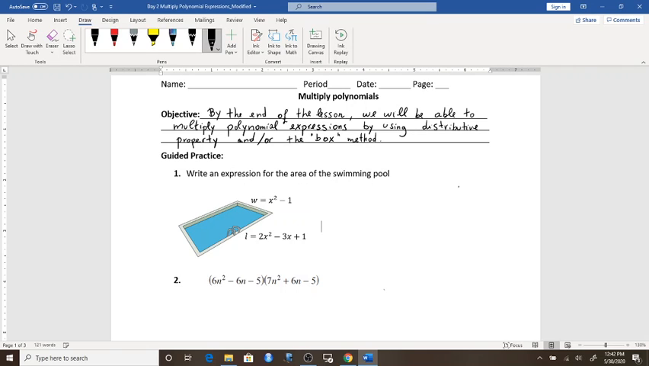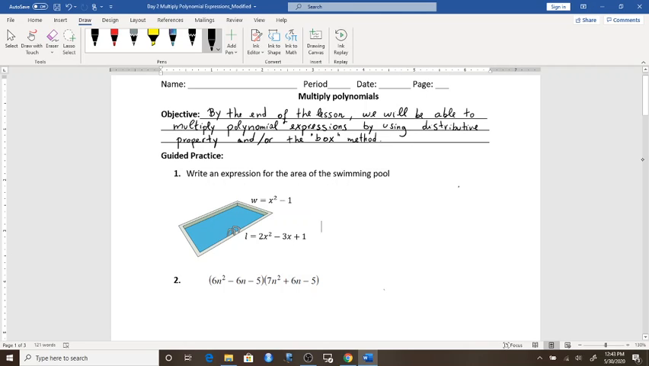Alright, so remember, a polynomial is represented by many monomials. Each monomial is a term made up of variables and a coefficient. The coefficients are the numbers in front. So here, in this specific example, we want to write the area for this swimming pool. We have an expression for the width. We have an expression for the length.